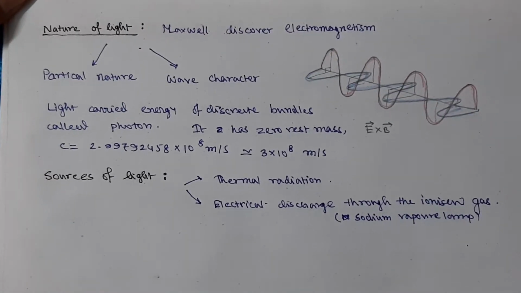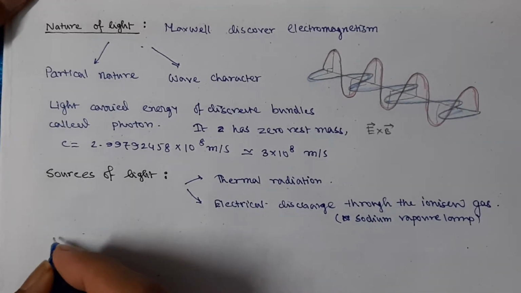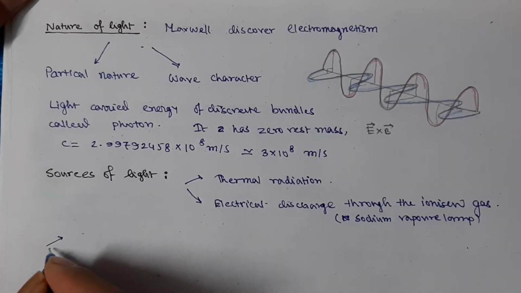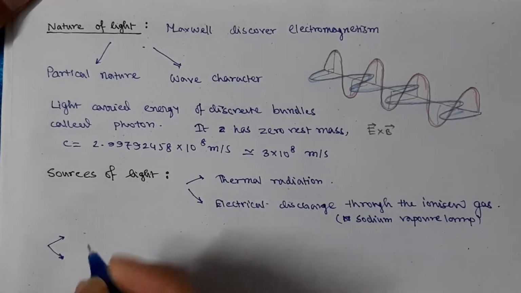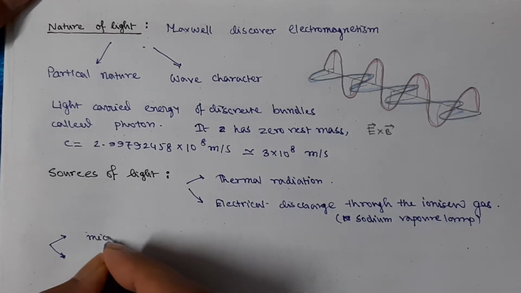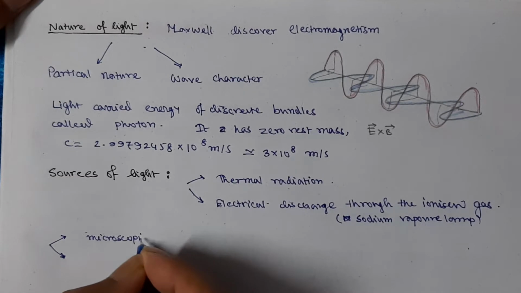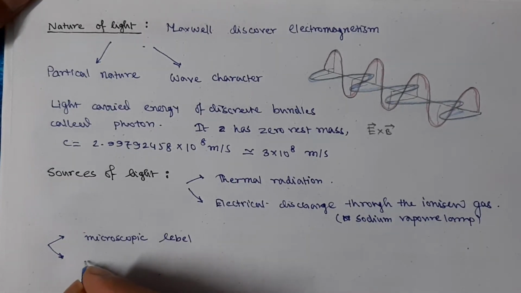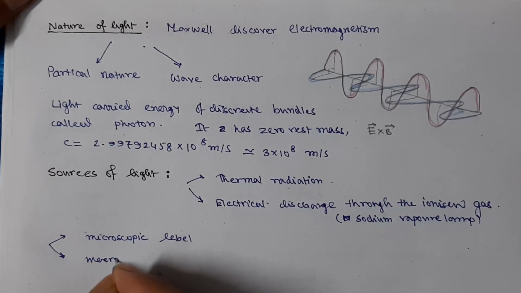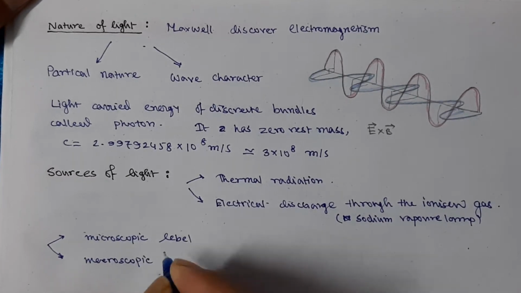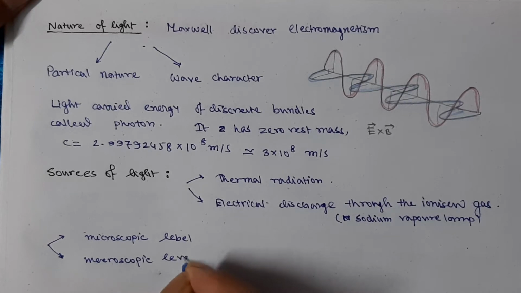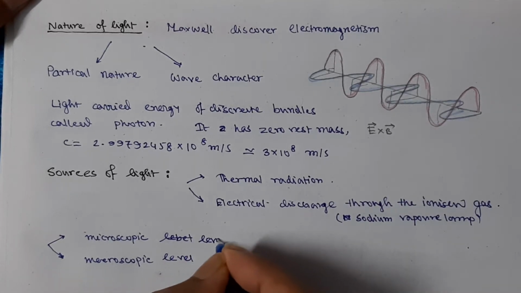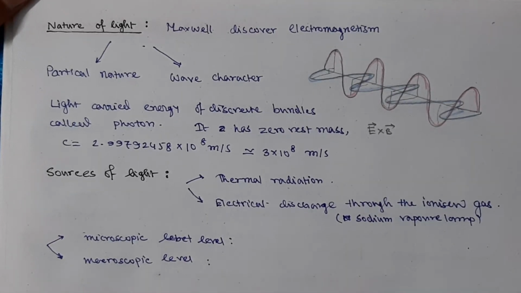So how light is produced can be explained in two ways. One is the macroscopic level and one is the microscopic level. Okay, so the macroscopic level is the example of thermal radiation.